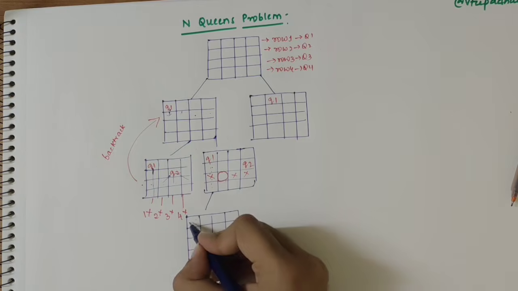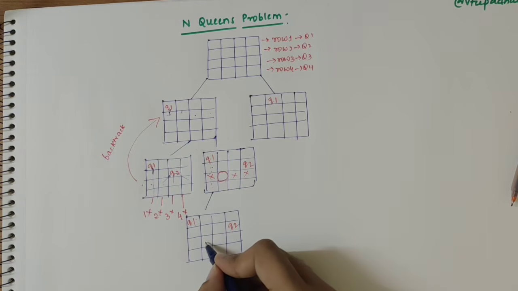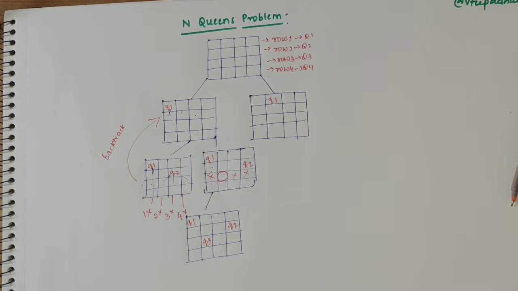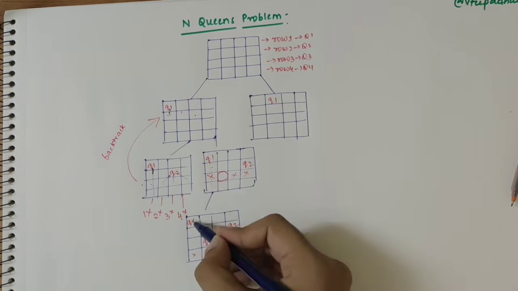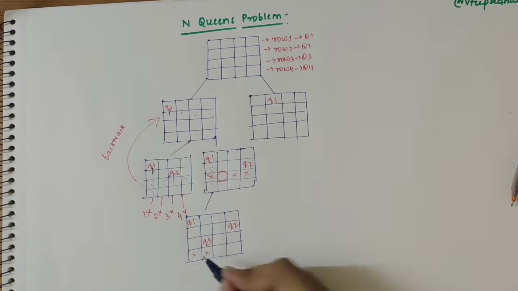So Q1 was placed here. Q2 got placed here. Q3 was placed here. Now I'll check where I can place Q4. Q4 cannot be placed here because Q1 is in the same row. It cannot be placed here.